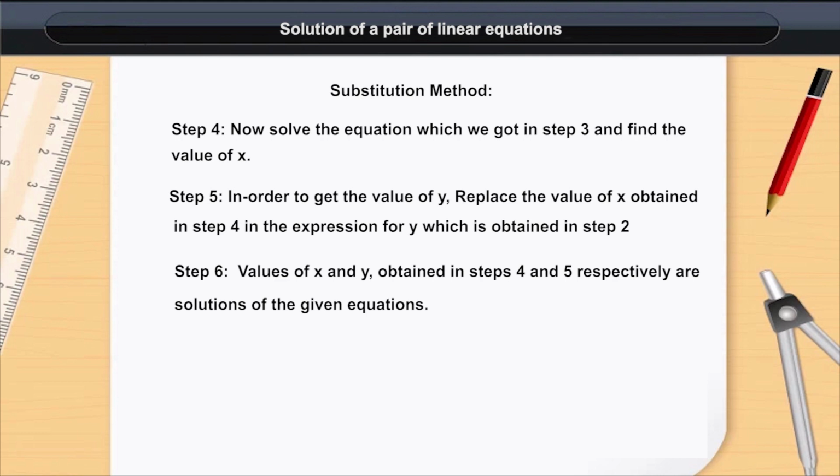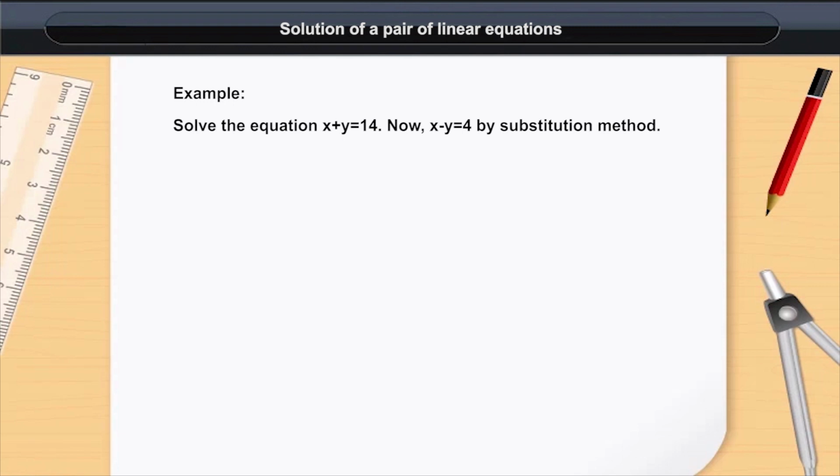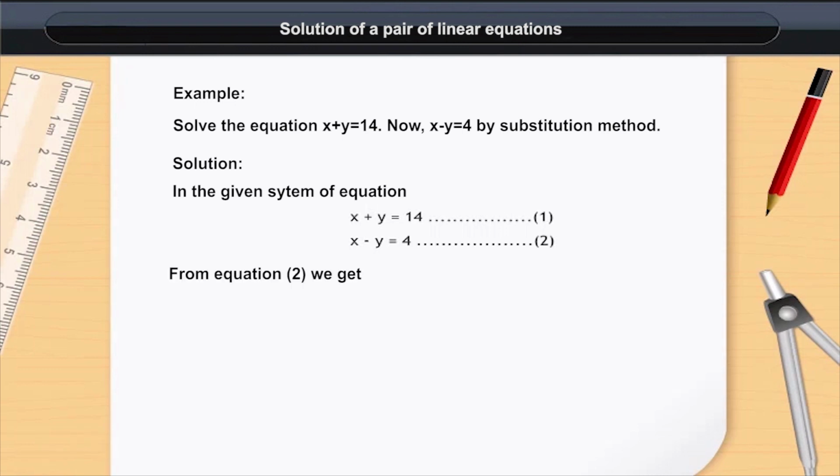Example: solve the equations x plus y is equal to 14 and x minus y is equal to 4 by the substitution method. Solution: the given system of equations is x plus y is equal to 14 and x minus y is equal to 4. From 2 we get x is equal to 4 plus y, equation 3. Substituting 3 in 1 we get 4 plus y plus y is equal to 14.